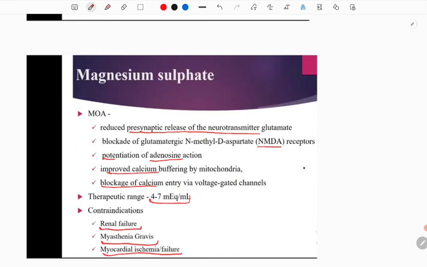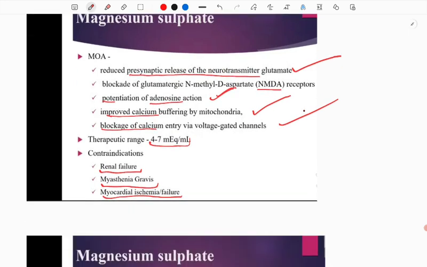Magnesium sulfate: reduces presynaptic release of the neurotransmitter glutamate, blocks the NMDA receptor, potentiates adenosine actions, improves calcium buffering by mitochondria, and blocks calcium entry by voltage-gated calcium channels. This is a very important question they will ask in short notes: the mechanism of action of magnesium sulfate.